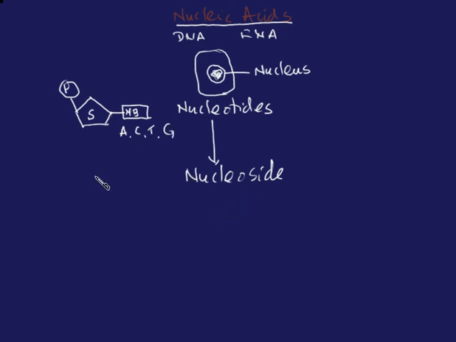That's a nucleotide. But what's a nucleoside? A nucleoside has a sugar and one of these nitrogen bases, but there's no phosphate. Without phosphate, it's known as a nucleoside. The nitrogen base and the sugar together form a nucleoside. And when phosphate combines with the nucleoside, you get a nucleotide, right? So this is how the nucleic acids are organized.